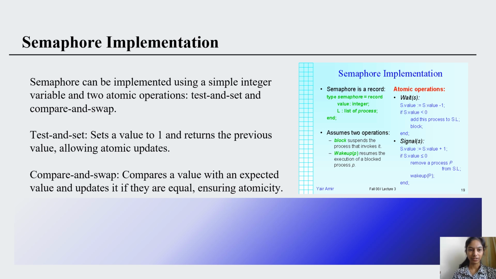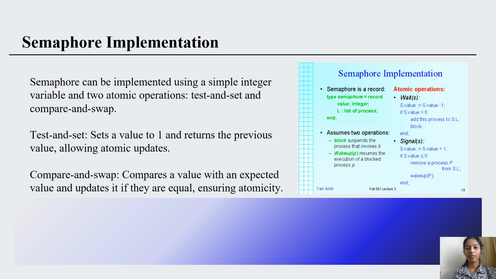Semaphore implementation. A semaphore can be implemented using a simple integer variable and two atomic operations: test and set, and compare and swap. Test and set sets a value to 1 and returns the previous value, allowing atomic updates. Compare and swap compares a value with an expected value and updates it if they are equal, ensuring atomicity.